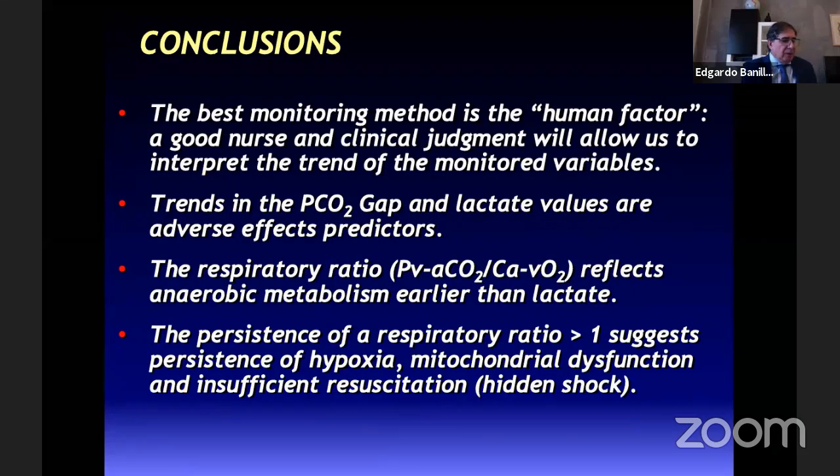Conclusion. The best monitoring method is the human factor. A good nurse and clinical judgment will allow us to interpret the trends of the monitoring variables. Trends in the PCO2 gap and lactate values have adverse effect prediction. The respiratory ratio reflects anaerobic metabolism earlier than lactate. The persistence of the respiratory ratio over 1 suggests persistence of hypoxia, mitochondrial dysfunction, and insufficient resuscitation. Hidden shock.